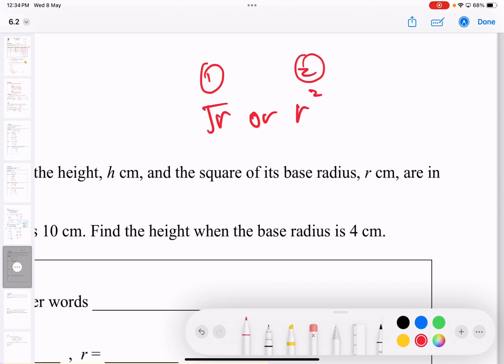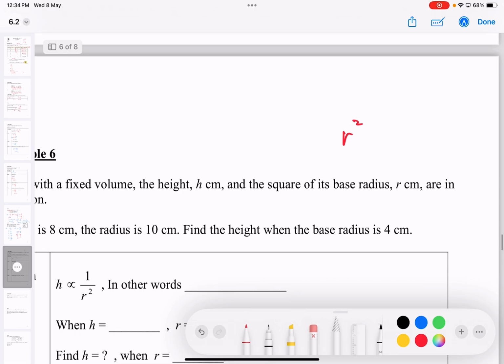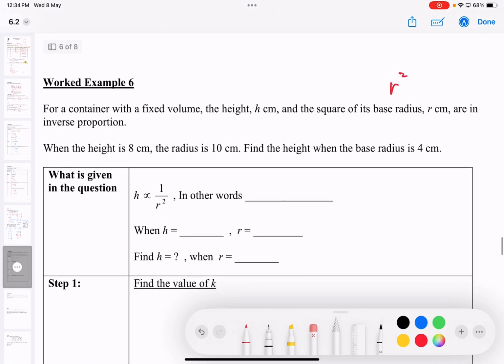Chun Feng? The second one, sure? You confirm? Really? No, don't look at people. Is it really the second one? Come, Chun Feng, be confident. Yes or no? You are right. It is the second one. So this is the square of the base radius, alright?